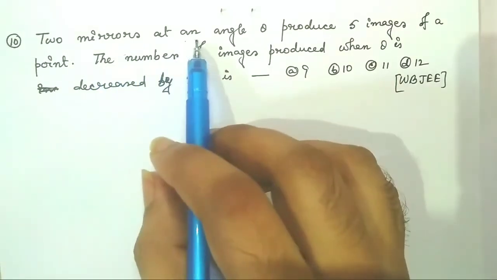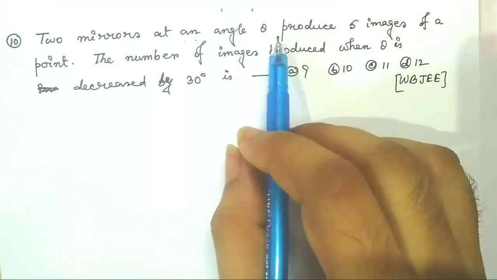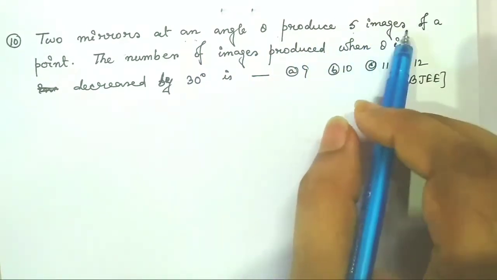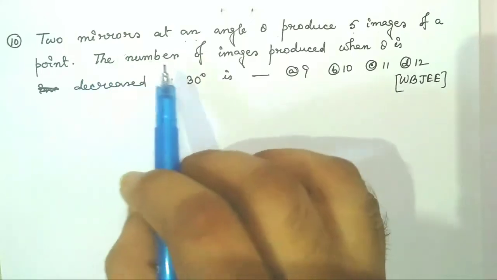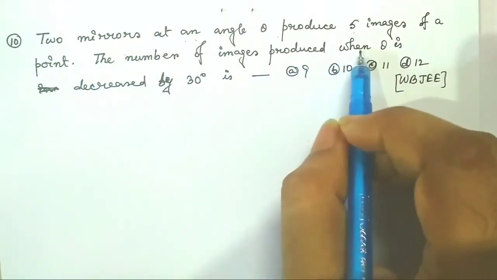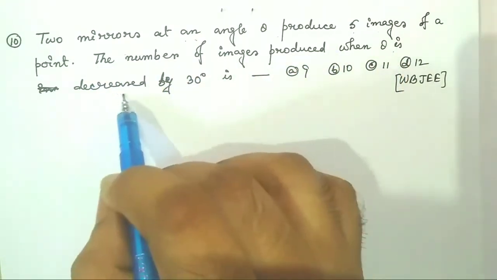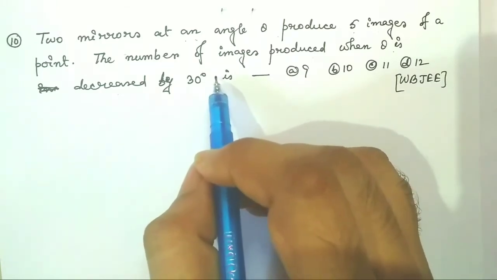Last question of this series. Two mirrors at an angle of theta produce 5 images of a point. The number of images produced when the theta is decreased by 30 degree is.